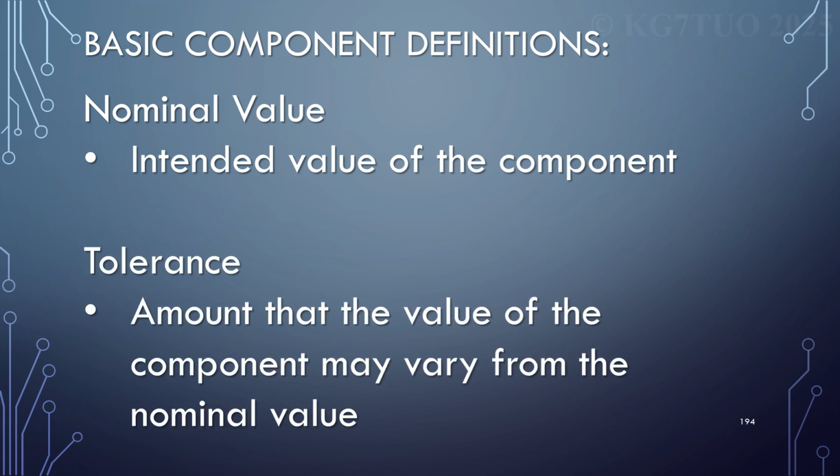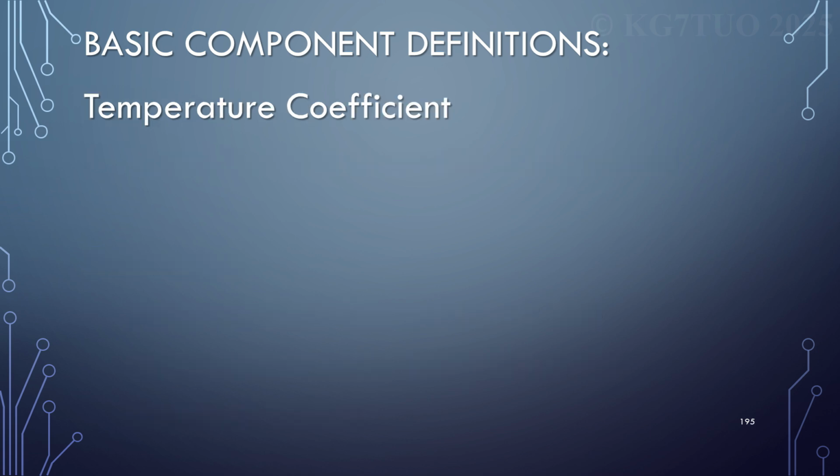So the intended value of the component is the nominal value. The tolerance is the amount that the value of the component can vary from the nominal value. So when you look at a spec sheet for a radio, it's going to say 13.8 volts plus or minus 5% or 5 volts or something. All right, tolerance.